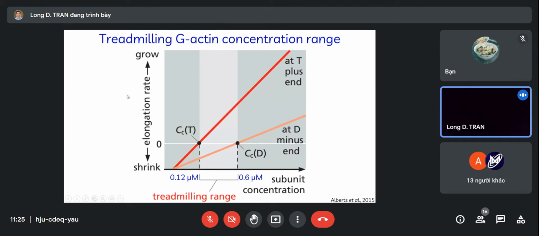Based on the critical concentration, we have the treadmilling range of 0.12 to 0.6. In this range of concentration, the minus end will be shortened while the plus end will be elongated. And as you can also see here, the elongation rate of the plus end is much higher than the minus end. And the dissociation rate is also higher at the plus end compared to the minus end.